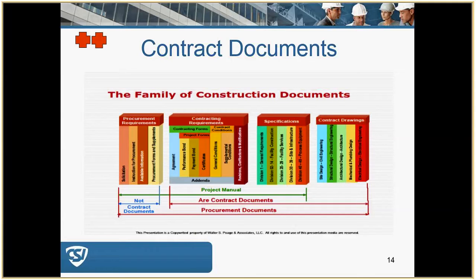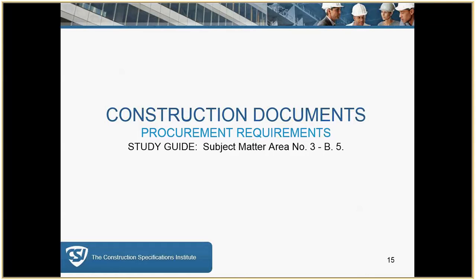We've seen in the Tower of Power, it includes a family of documents called procurement requirements. And so now we're going to go over the specific elements and what they're used for.